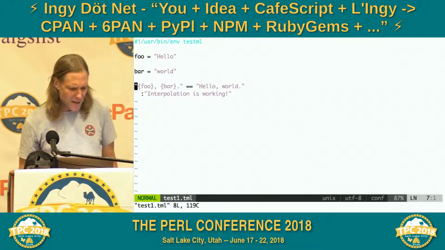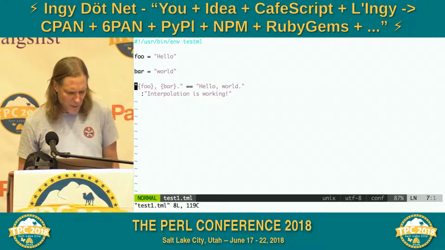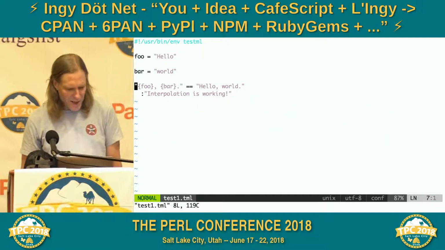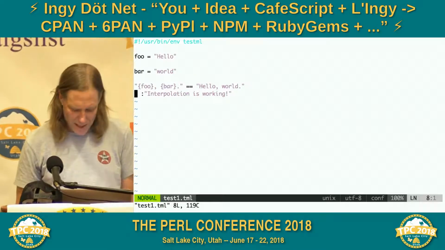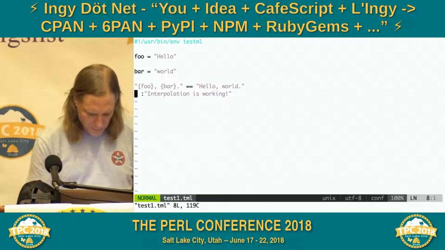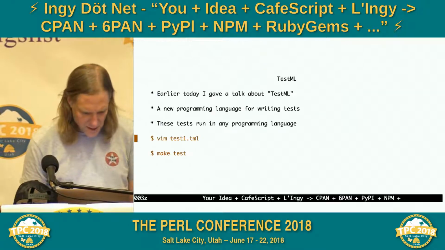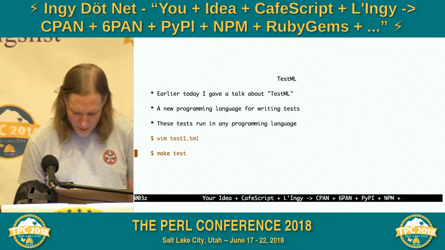Okay, so we have 4 lines. We have a hash bang line at the top, and it's running TestML. We set 2 variables, one to hello and one to hello to world, and we check that the interpolation of TestML is equal to hello world, and this is the label for the test. So let's run this test in 5 programming languages.